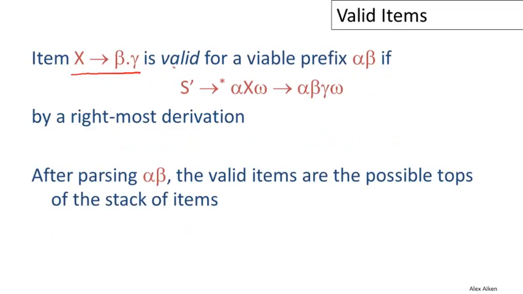We'll say that a given item is valid for a viable prefix alpha beta if the following is true. That beginning from the start symbol, this is our extra start symbol, and by a series of rightmost derivation steps, we can get to a configuration alpha X omega, and then in one step, X can go to beta gamma. And what this says is that after seeing alpha and beta on the stack, the valid items are the possible tops of the stack of items. That this item could be the termination state of the non-deterministic automaton.